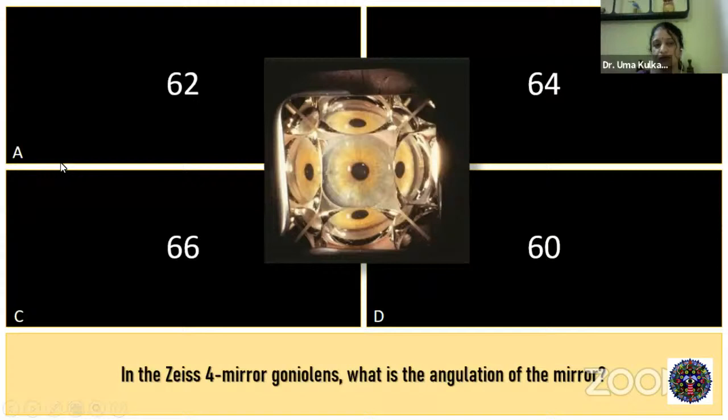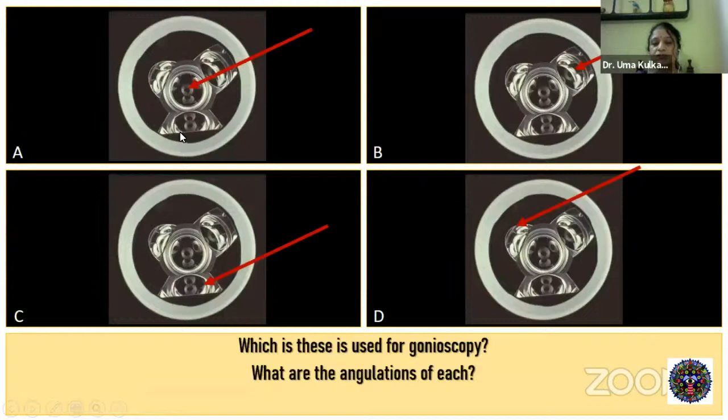Others are slightly different. Which of these is used for gonioscopy? Now you're seeing four structures and four images here. Is it A, B, C, or D? Which one is used for gonioscopy? C is the elongated one? No, it is the smaller one, the smallest one. This is the one which is used for gonioscopy.